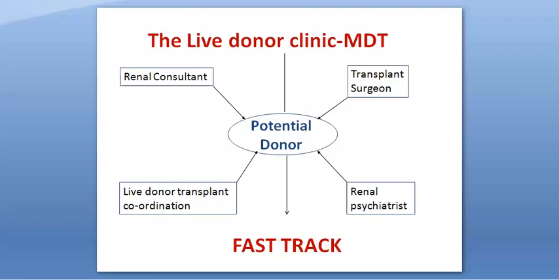There should be the option of fast tracking, where all the investigation and assessment should be quick, within a week or 2 weeks, especially for recipients with rapid decline in the kidney function, aiming for preemptive transplantation if possible.